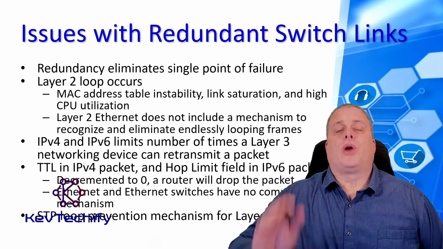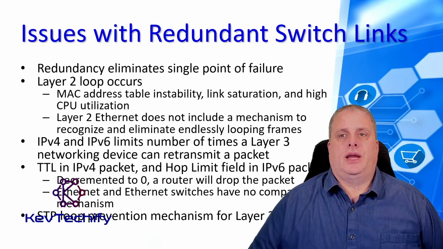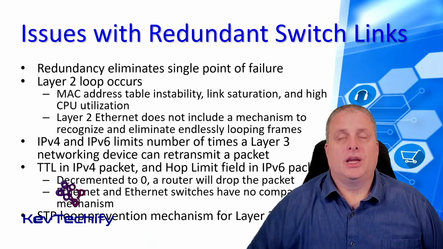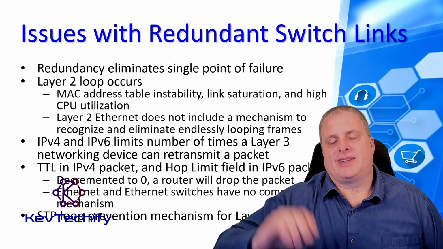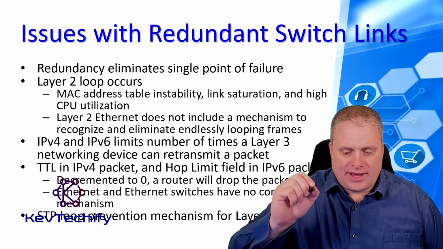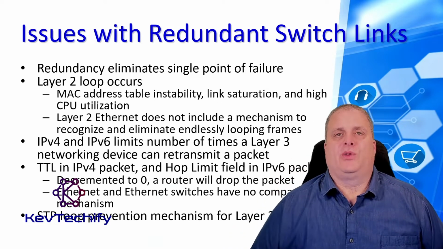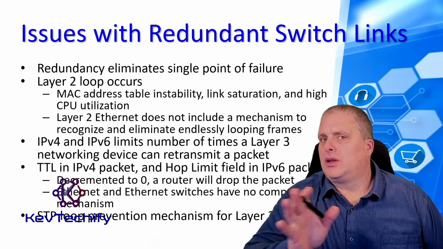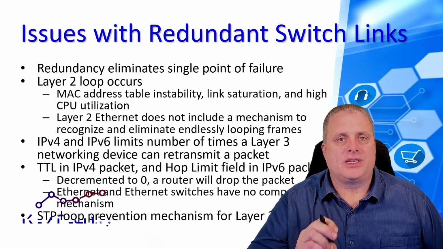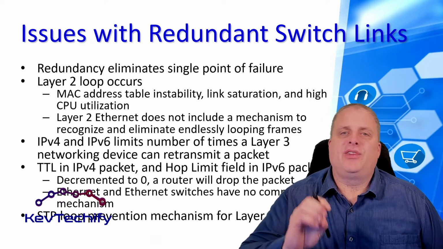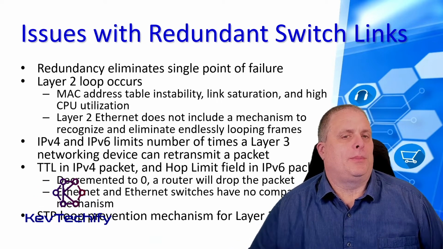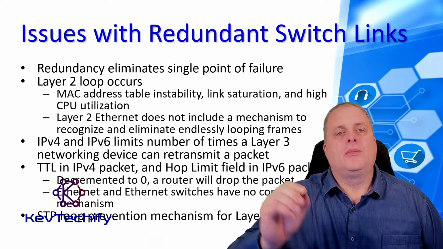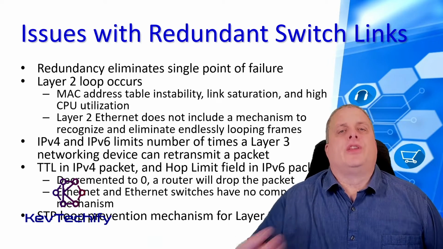There are some problems with having switches at layer 2 and adding in redundancy. Redundancy eliminates that single point of failure where if that one switch goes down, your entire network goes down. Some companies can handle that in a small environment with a handful of PCs, like your home network. Yeah, if your switch goes down, you can probably get by. Yes, you won't be able to stream Netflix or do whatever you want to do, but your life will continue to go on.